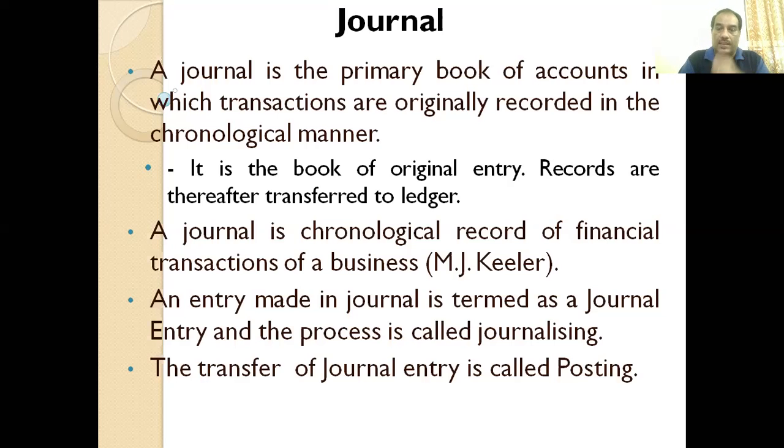An entry made in journal is termed as a journal entry, and the process is called journalizing. So when we make an entry in a journal, it is called the process of journalizing. The transfer of journal entry is called posting. From journal, we transfer the records, summarized records, systematic records, analyzed records in the ledger, and that process is called posting.